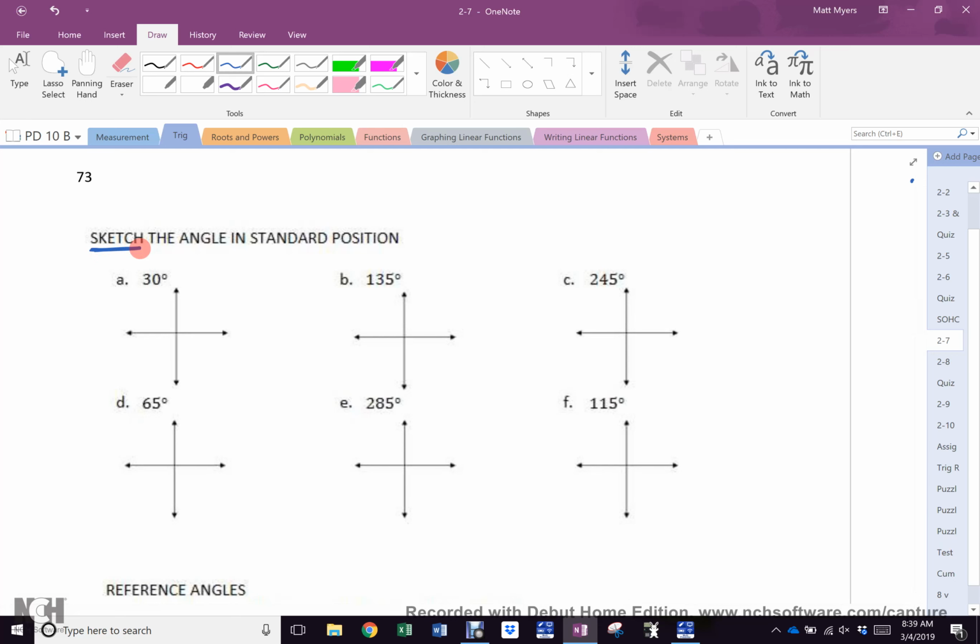Remember, where do we start counting now? We don't start counting at north. Where do we start counting? Right here. Are all these positive angles? They are, right? You don't see any negative signs. So what direction will we be rotating? Counterclockwise. Or if we were in Britain, anti-clockwise. Everybody cool? Sketch me 6 angles. Go.